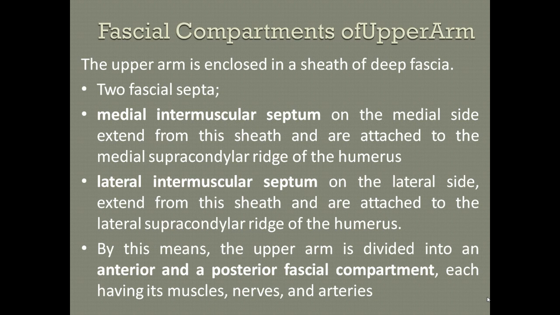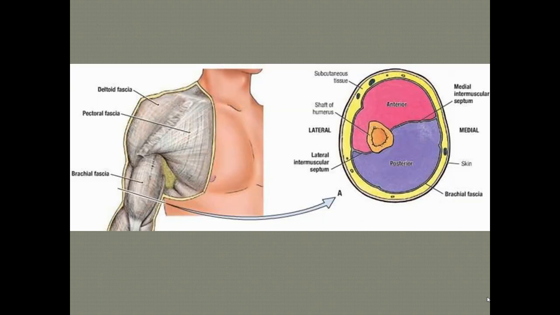By this means, the upper arm is divided into an anterior and a posterior fascial compartment, each having its muscles, nerves, and arteries and veins. So we can see here, this is the medial intermuscular septum. In this picture, we can see very clearly the lateral intermuscular septum, and the whole arm is divided into two compartments, the anterior compartment and the posterior compartment. Every compartment has its specific muscles and specific nerves, arteries and veins.